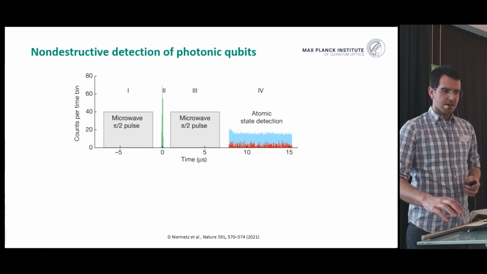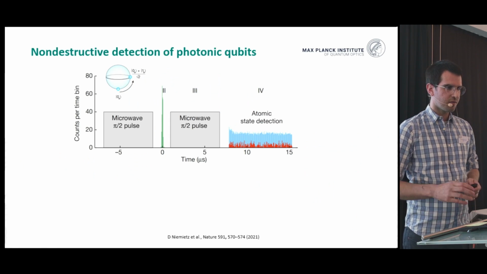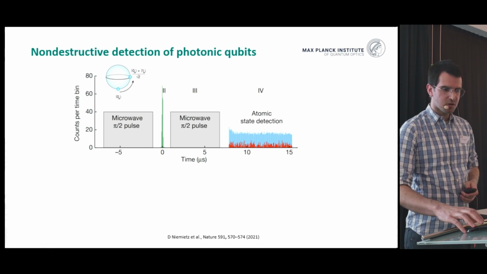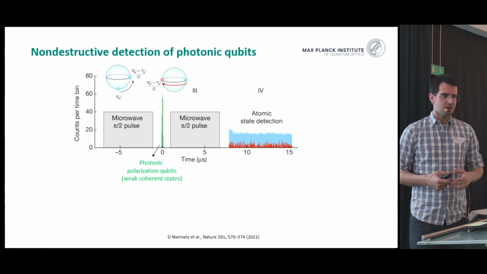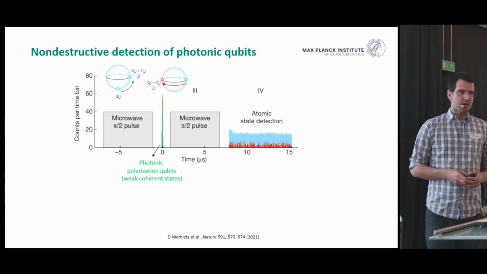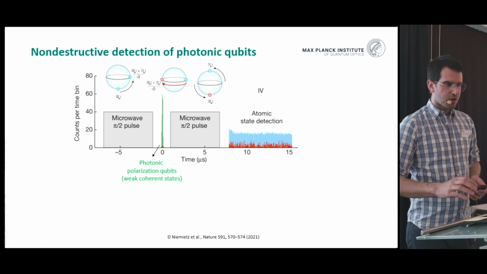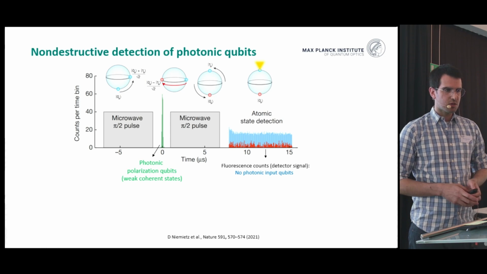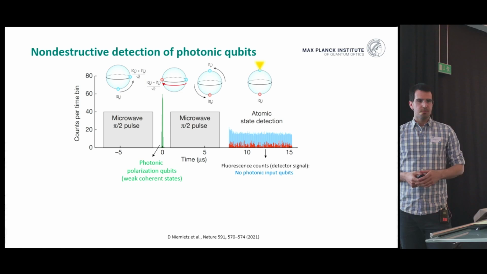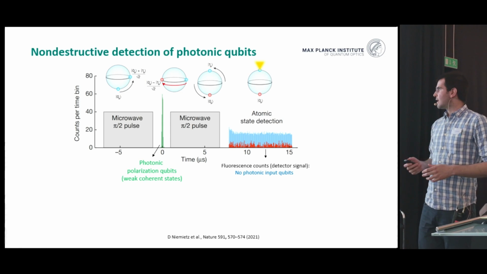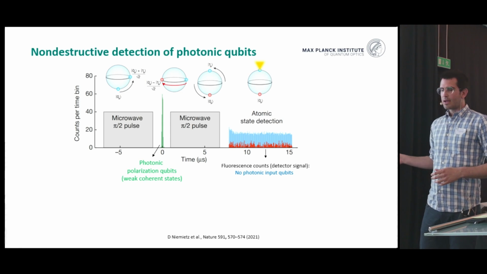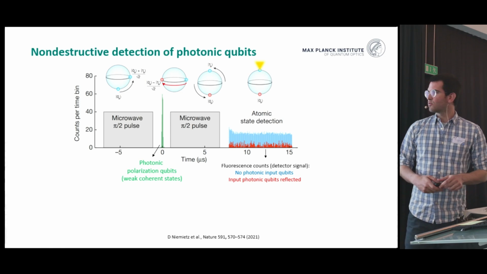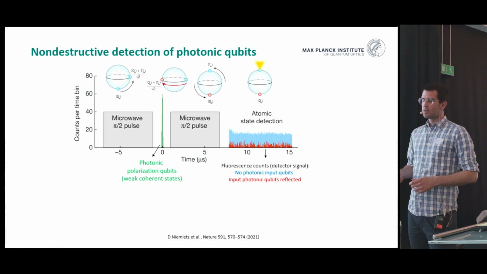Okay, so here we can see the histogram of the events. We can see the first microwave pi/2 pulse happening in 7 microseconds. For the reflection of the polarization qubits, we actually use weak coherent states. Then the third step, the second microwave pi/2 rotation. And then finally, we can see that in the situation that no input photonic qubits are reflected, there is a high level of the fluorescence counts, meaning that the atom is in state 1. And when input photonic qubits are reflected, we see a low level of the fluorescence counts, meaning that the atom is in state 0.